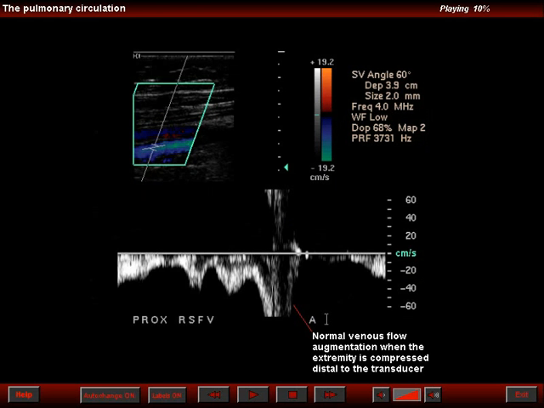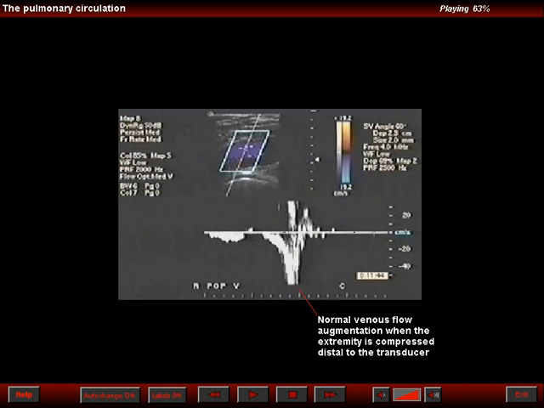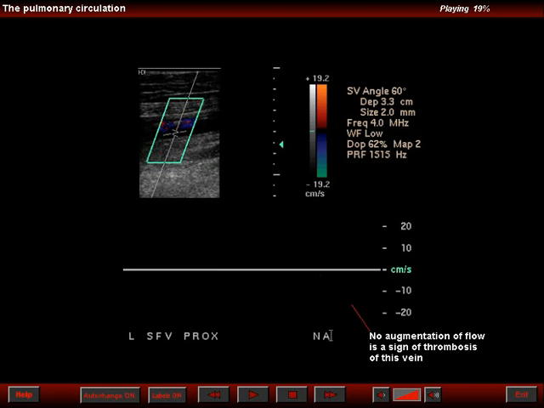These next two cases show the effects of compression of the femoral vein with, in this particular case, normal flow augmentation when the extremity is compressed distal to the transducer. In this Doppler study, note the normal venous flow augmentation following compression distal to the transducer. In this patient with thrombosis of the proximal left superficial femoral vein, one can observe absence of augmentation of flow as a sign of thrombosis.